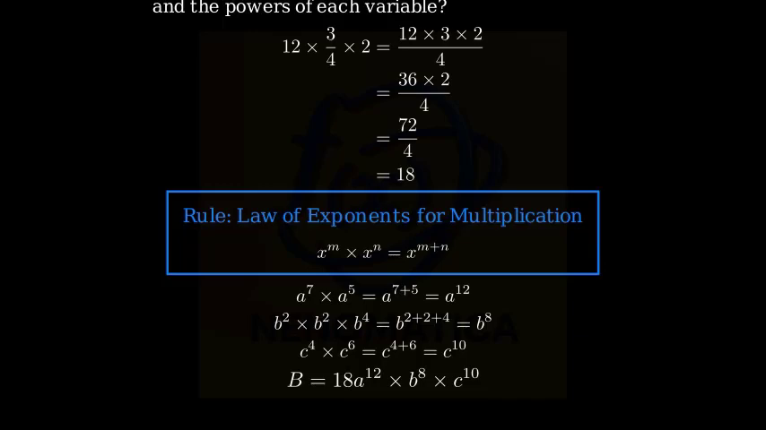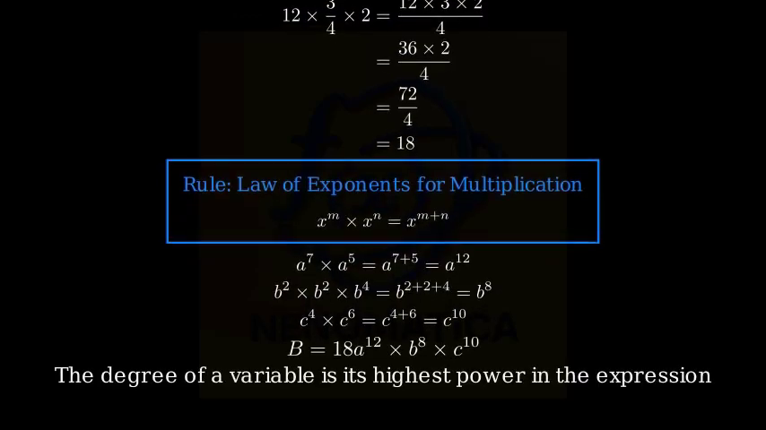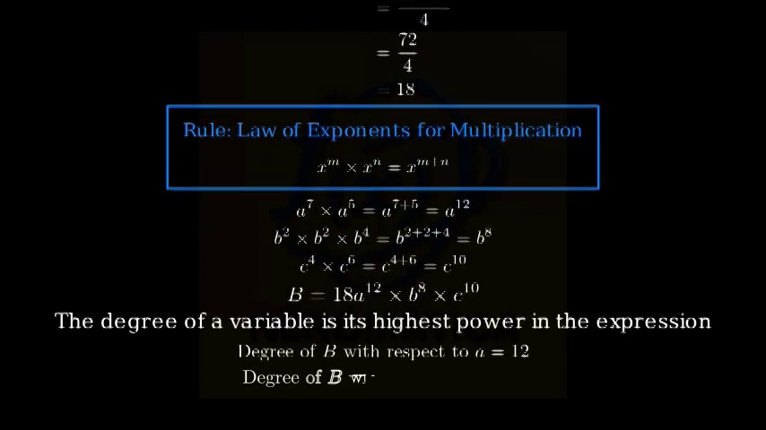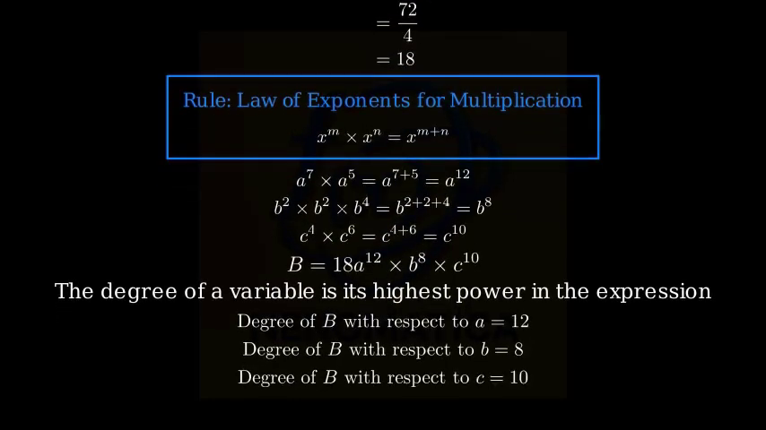Step 5. Now, let's identify the degree with respect to each variable. The degree of a variable in an expression is the highest power to which the variable is raised. For variable a, the degree is 12. For variable b, the degree is 8. For variable c, the degree is 10.